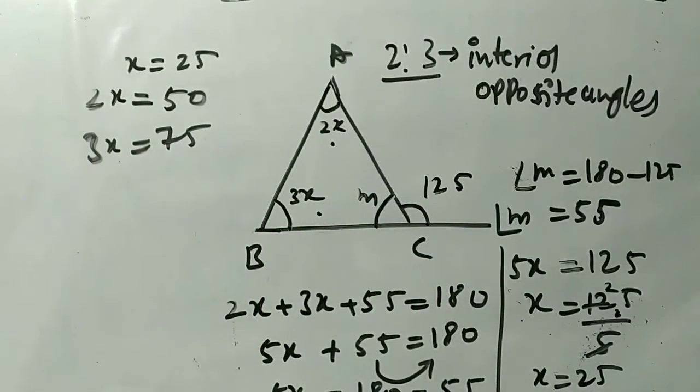Actually, I have explained finding the angles when the angles are in a ratio in the previous video, along with the angle sum property. I explained two examples. If you understand that one easily, you can do this in a fraction of a second.